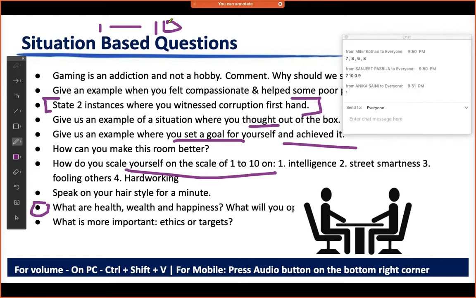So we talk about the lower side, right? So you can give in a 1 or which is there. Then the fourth one is hardworking. So what kind of a hardworking person are you?